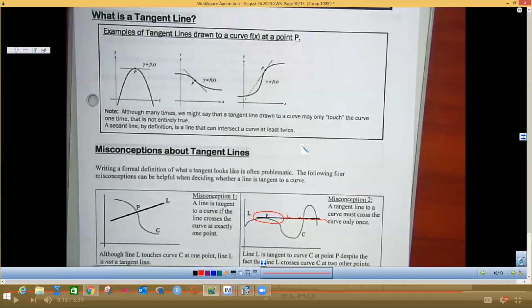What is a tangent line? Okay, we've already done all that.